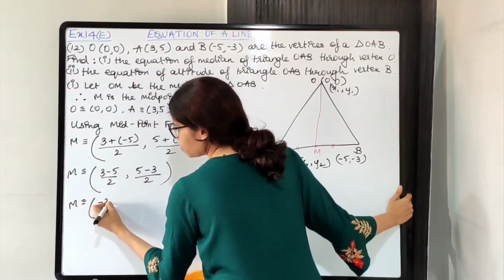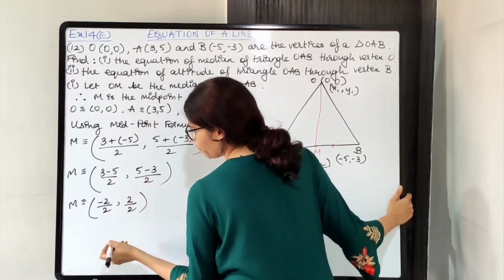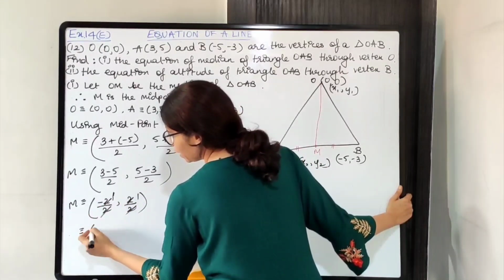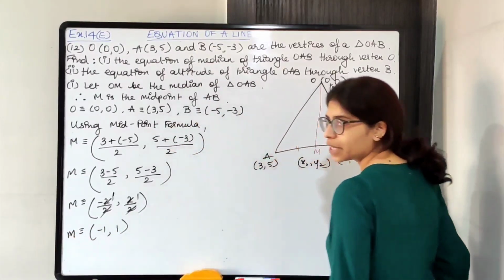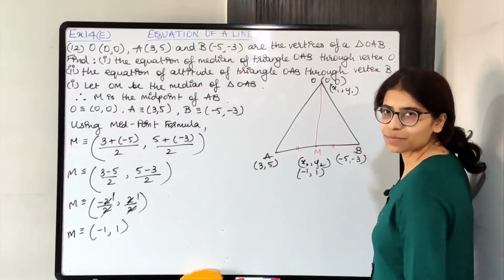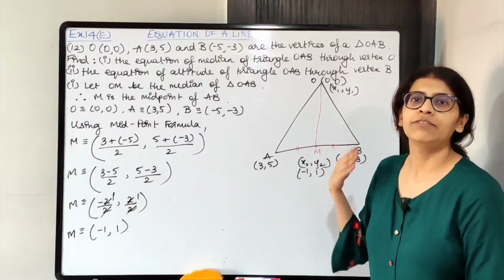3 minus 5 gives minus 2 upon 2, and 5 minus 3 gives 2 upon 2. So we'll get minus 1 comma 1. Okay, M का coordinates मिल गया. Now we'll find slope of OM and then we'll find the equation.